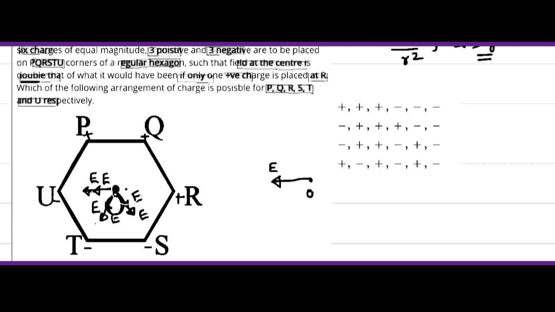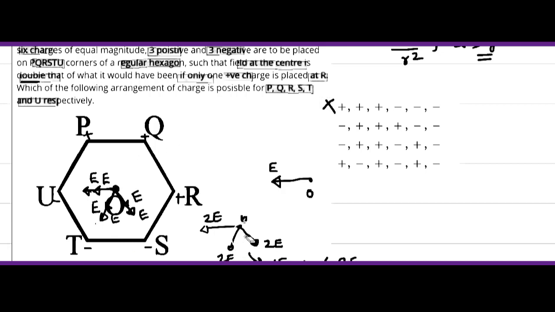So we can see that at O the electric field is 2E in this direction, 2E in this direction, and 2E in this direction. So the equivalent E at O is not equal to 2 times E. So we can say that option A is wrong.